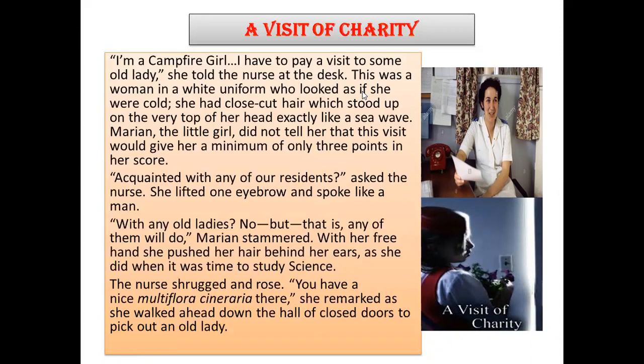So with any old ladies, no, but that is, any of them will do, Marianne stammered. And why do you think this has happened? She is suddenly nervous. She's not very comfortable and she doesn't know how to answer the nurse. And so she says, with any old ladies, because I don't know. The nurse has asked her whether she actually knows anybody, any resident in this old age home. And Marianne doesn't exactly know anybody. And so she has to say that she doesn't know anybody. But then any of them will do, she says. It's okay. Even if it's a person I really don't know, I don't mind because I have to get my 3 points. This is what she's actually telling herself in her mind.